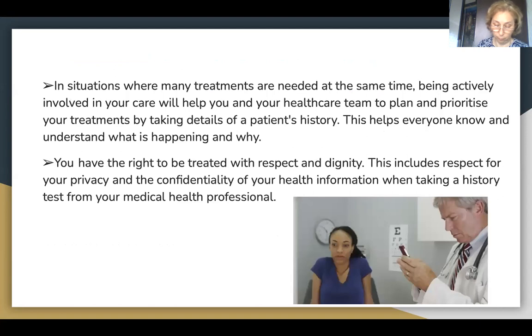So in situations where many treatments are needed at the same time, being actively involved in your care will help you and your healthcare team to plan and prioritize your treatments by taking details of a patient's history. This helps everyone know and understand what is happening and why. You have the right to be treated with respect and dignity. This includes respect for your privacy and the confidentiality of your health information when taking a history from your medical health professional.